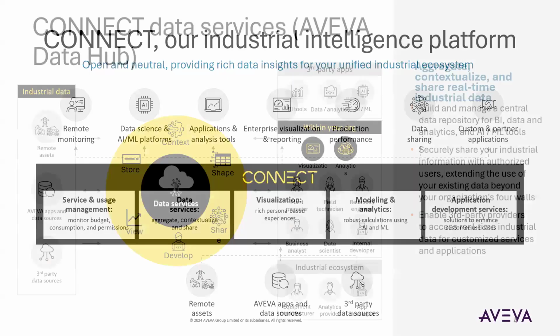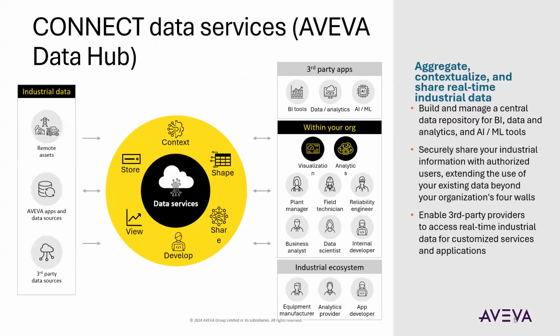I'm going to start with that one first, which again used to be called Aveva Data Hub in the past. We're going to start with this because it's really the backbone of your Connect data infrastructure. So what is it exactly? Connect Data Service is essentially the data repository layer. You can think of it as the data repository. It's your cloud data store.